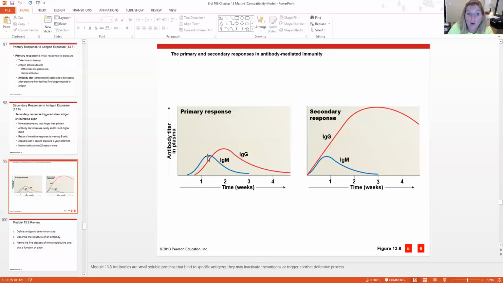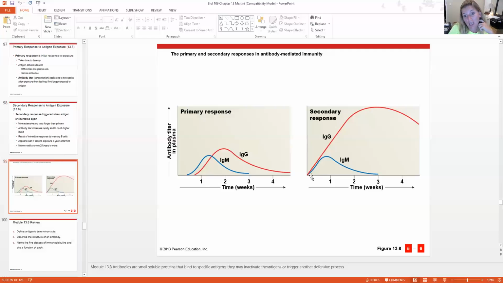It's right about when your IgM and your IgG antibodies are finally taking control back of the body. And they always say about 2 weeks, right? And so after about 2 weeks, that's when that antigen is usually wiped out of the body.